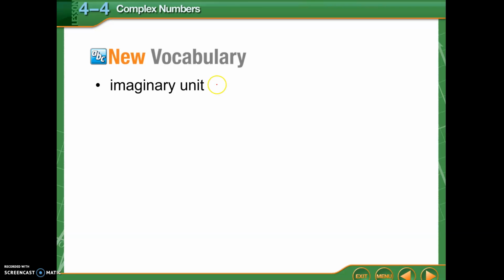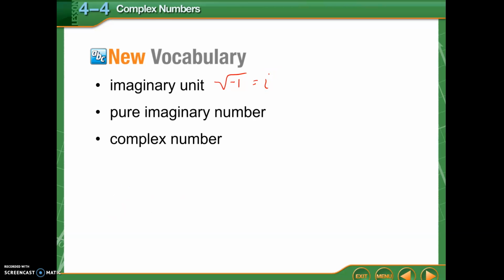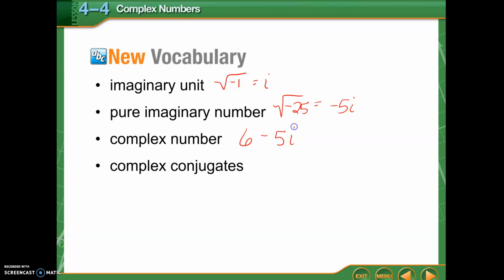So the imaginary unit, like I said, is the square root of -1, which equals i, and we went through that. A pure imaginary number would be one that, when you simplify it, like the square root of -25 would be -5i, doesn't have a square root left over. A complex number would be one that has both a real unit, like maybe 6, and an imaginary unit. So we have our real and we have our imaginary.